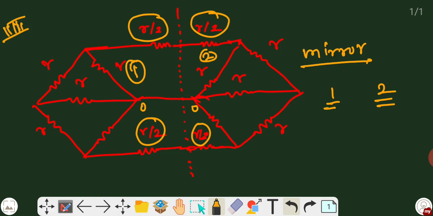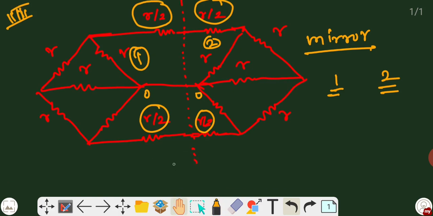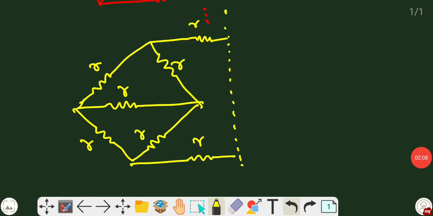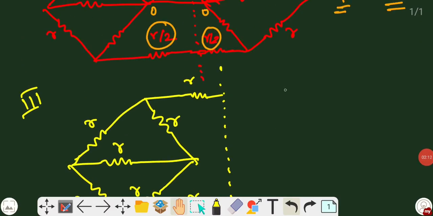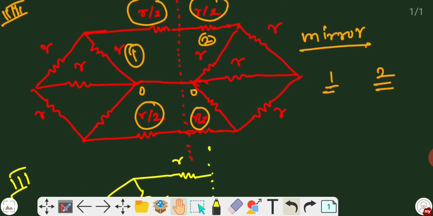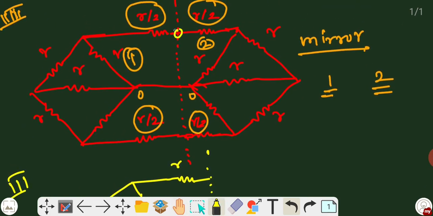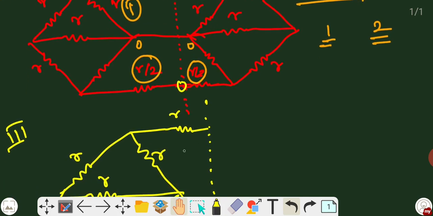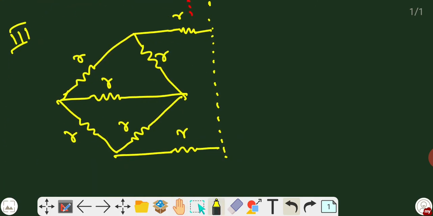Okay, so now let us start the question. Here we are analyzing the individual part. So look at the previous one. Okay, so now we have broken up from here. What I have done is join this point to this node, and join this point to this node. These were the R by 2. Okay, fine. So now let us solve the equivalent resistance.